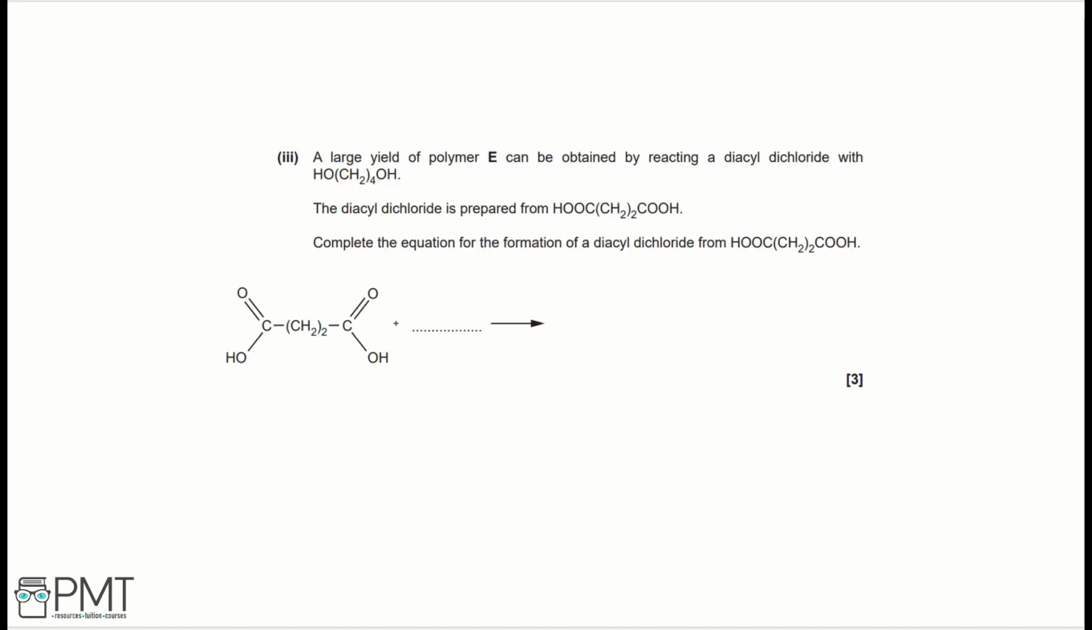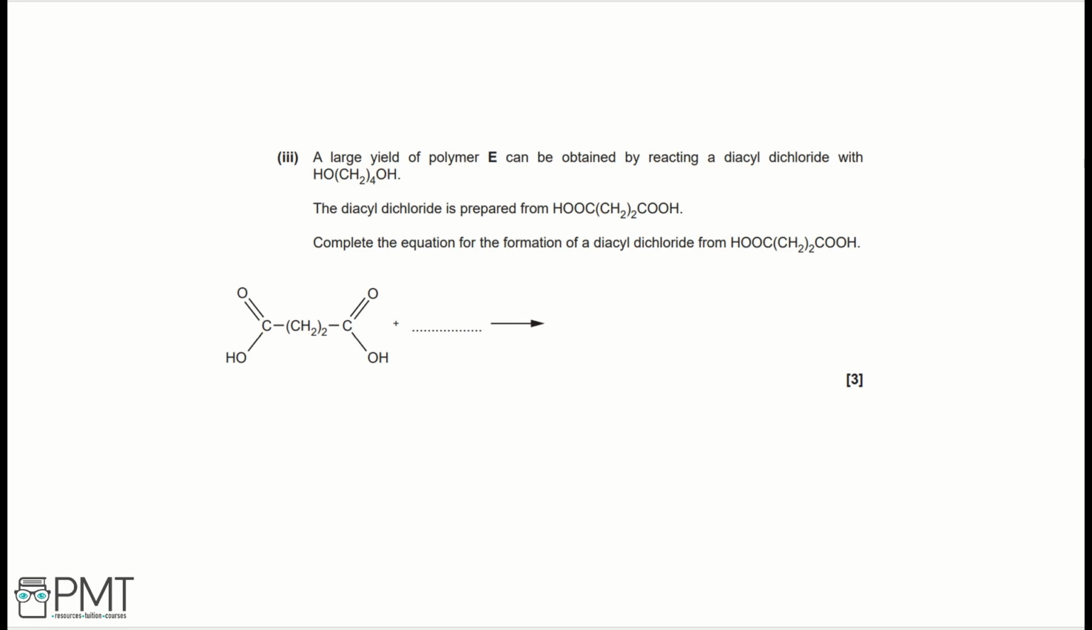Part 3. A large yield of polymer E can be obtained by reacting a diacyl dichloride with HOCH2-4OH. The diacyl dichloride is prepared from HOOC-CH2-2-COOH. Complete the equation for the formation of a diacyl dichloride from HOOC-CH2-2-COOH. So this question is relying on your knowledge of your chemistry reaction map. So if you found this question hard, I'd recommend going back, revisiting and trying to learn it.